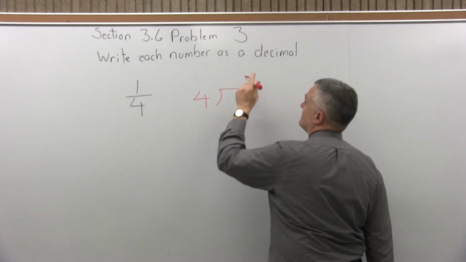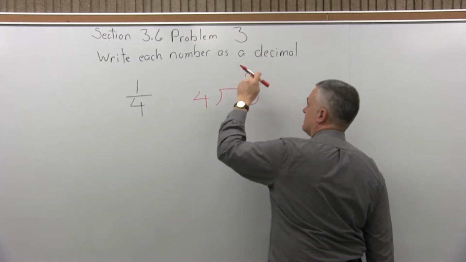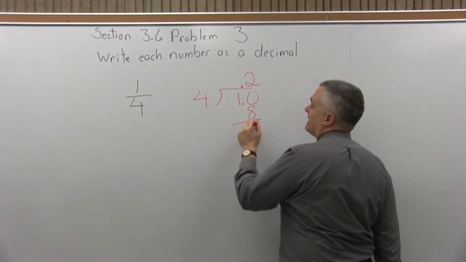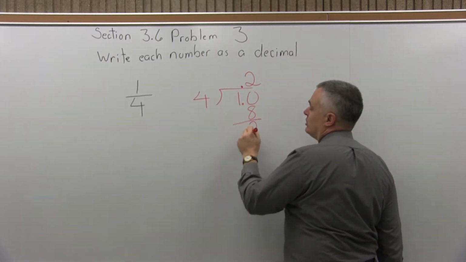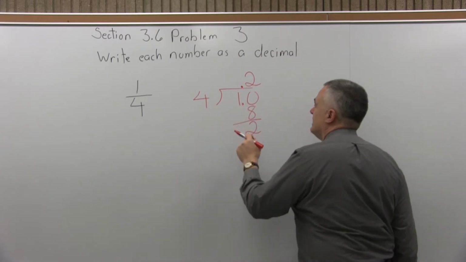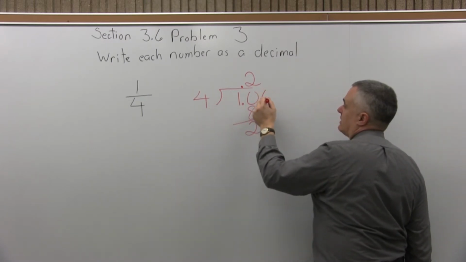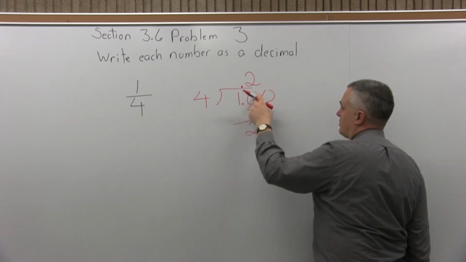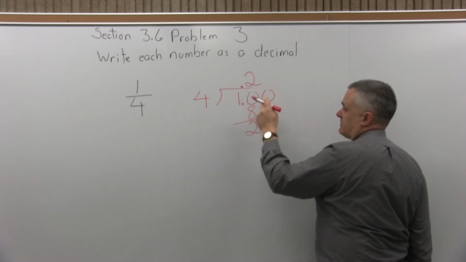So 4 divides into 10 twice. 2 times 4 is 8. 10 minus 8 is 2. Now, it hasn't gone in evenly. What you can do is just create another 0 after the previous one you put in. 1 is the same as 1.0, which is still the same as 1.00.